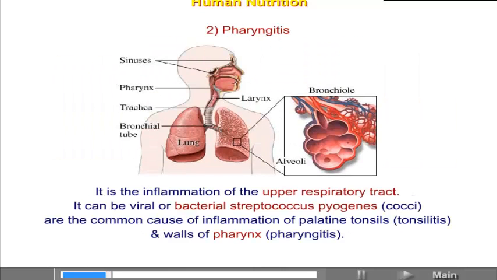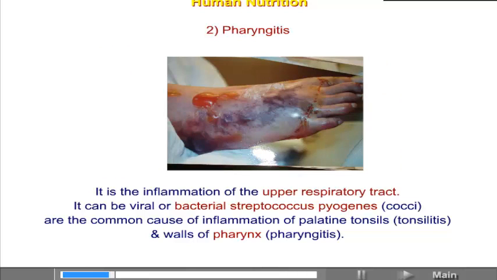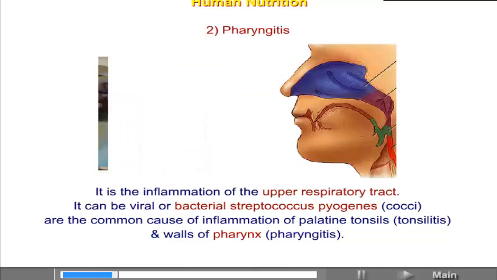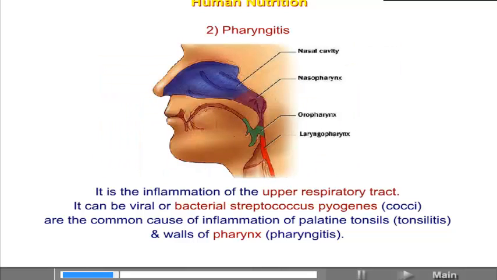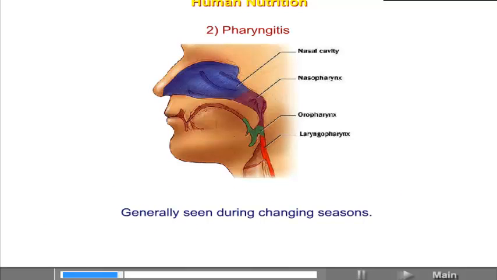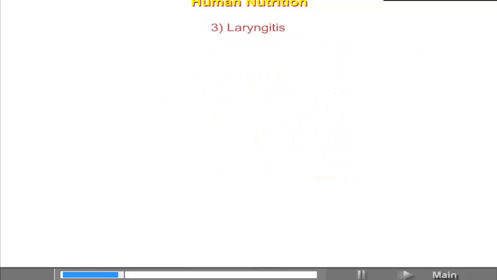Pharyngitis. It is the inflammation of the upper respiratory tract. It can be viral or bacterial. Streptococcus pyogenes, that is cocci, are the common cause of inflammation of palatine tonsils, that is tonsillitis, and walls of pharynx, that is pharyngitis, generally seen during changing seasons.